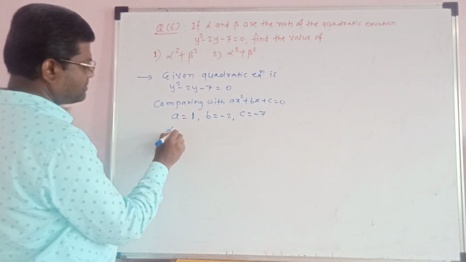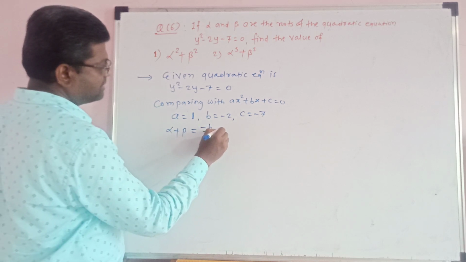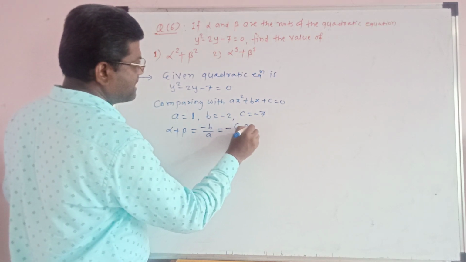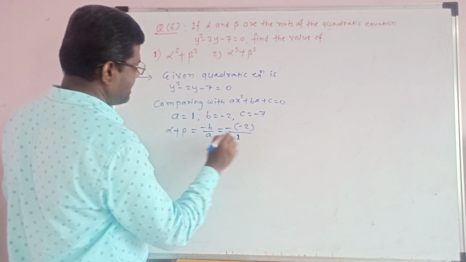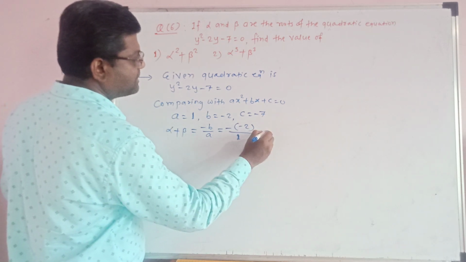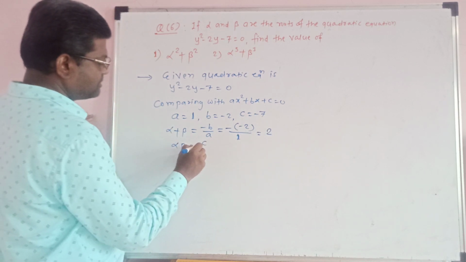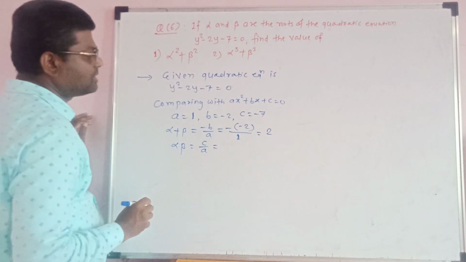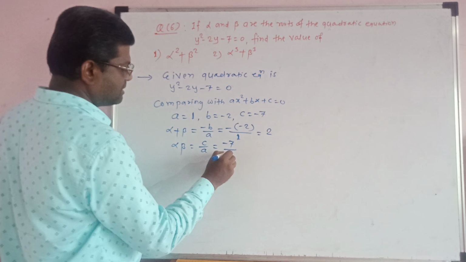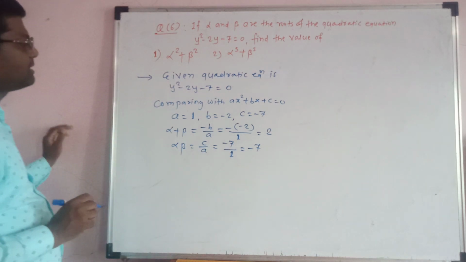Now find the sum of roots. Alpha plus beta is equal to minus b upon a, which is minus (value of b is minus 2) upon the value of a, which is 1. This is minus 2, minus minus becomes plus, that will be 2. Then alpha into beta is equal to c upon a, the value of c is minus 7 and the value of a is 1. Therefore minus 7 upon 1 is equal to minus 7.